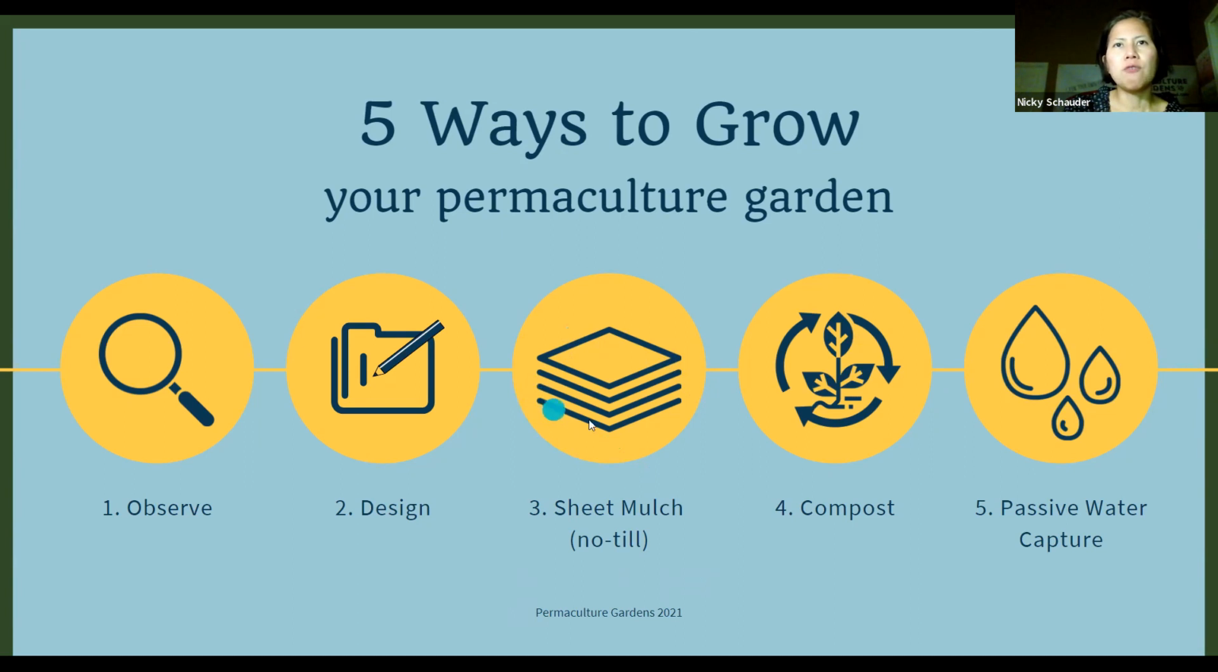Basically, you just take the first layer is cardboard, and that's your weed barrier, or newspaper. The second layer is straw. The third layer is compost. The fourth layer is topsoil. The fifth layer is straw. And there's no right or wrong formula to it. The main thing is that the bottom layer is your weed barrier.